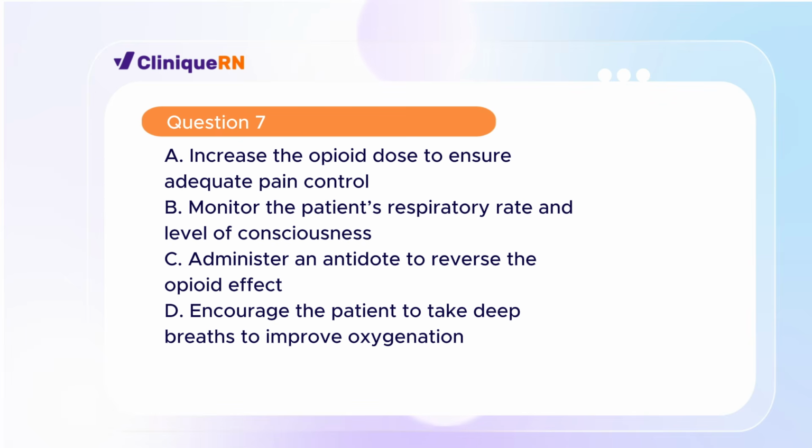A. Increase the opioid dose to ensure adequate pain control. B. Monitor the patient's respiratory rate and level of consciousness. C. Administer an antidote to reverse the opioid effect. D. Encourage the patient to take deep breaths to improve oxygenation.